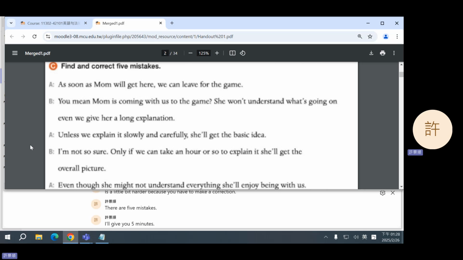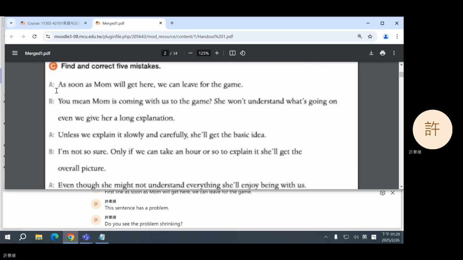All right, let's compare answers. I'll give you a little bit of help. I will only ask you when I know there's a problem. First line, as soon as mom will get here, we can leave for the game. This sentence has a problem. You see the problem, 徐子涵.